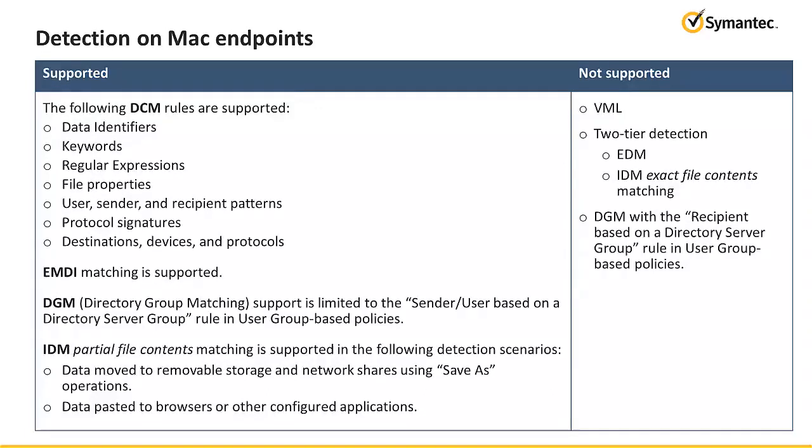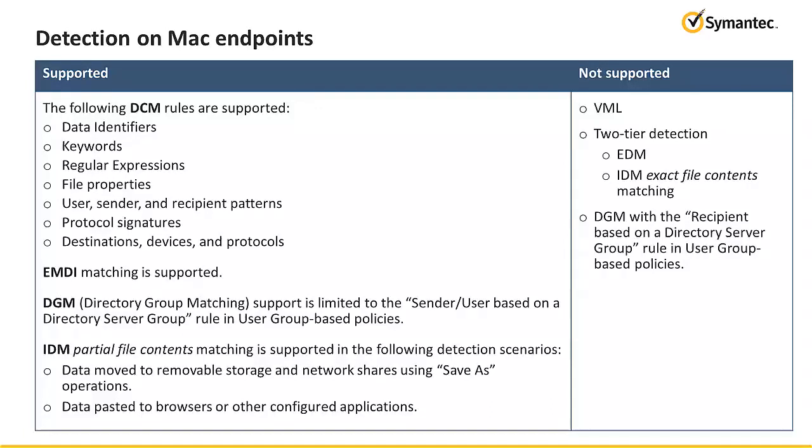DCM content and context detection is supported for data identifiers, keywords, regular expressions, file properties, user sender and recipient patterns, protocol signatures, destinations, devices, and protocols. EMDI matching is supported along with DGM directory group matching support, although limited to the sender user based on a directory server group rule within the user group based policies.